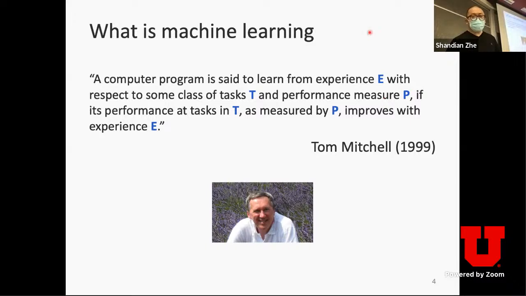Right? And once we have this training data, type of tasks, and a performance measure, if this program's performance in this task T, measured by P, improves with the experience E, then we call this program can do learning.